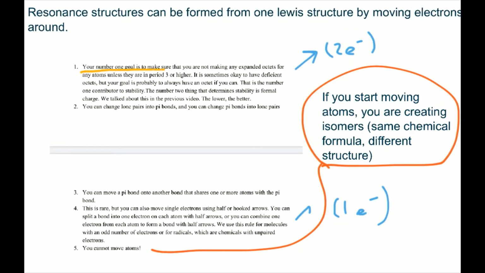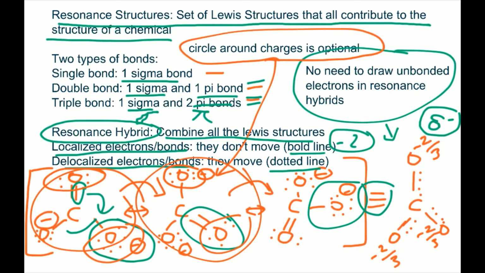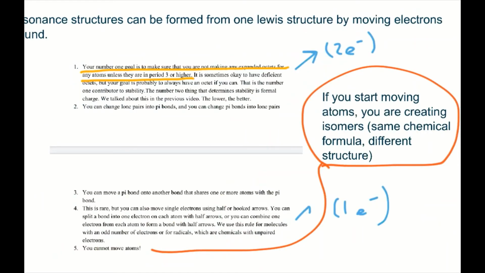Your number 1 goal is to make sure that you are not making any expanded octets for any atom unless they are in period 3 or higher. So, for example, in this example, we moved the double bond from here to here, but by moving it, you have to make sure that there are enough electrons to make an octet, but not too many electrons. So you always have to keep an eye out for that. And remember, just rotate the molecule, and that's a safe way to do the method that I just mentioned. But of course, in this video, I plan to teach you the legit method of doing resonance structures, so you might not even have to do the rotation technique anymore.